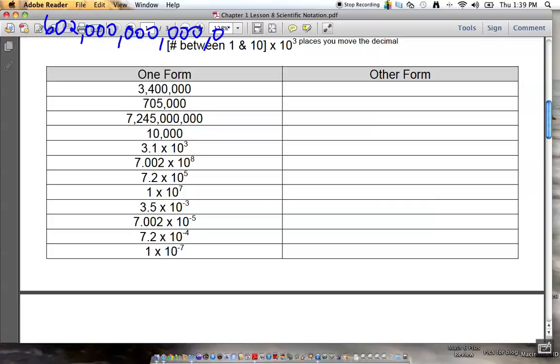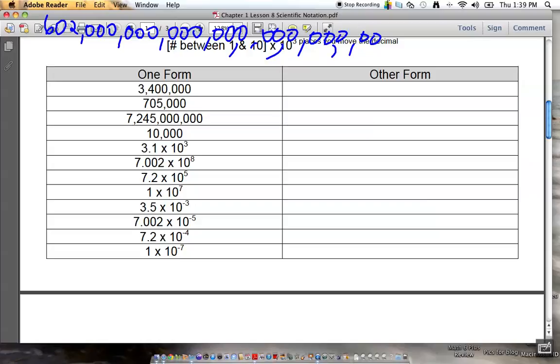Oh, no. You about to break the ink. Hold it. 3, 6, 9, 12, 15. All right, my commas are off by one place. It should be here, and so on.